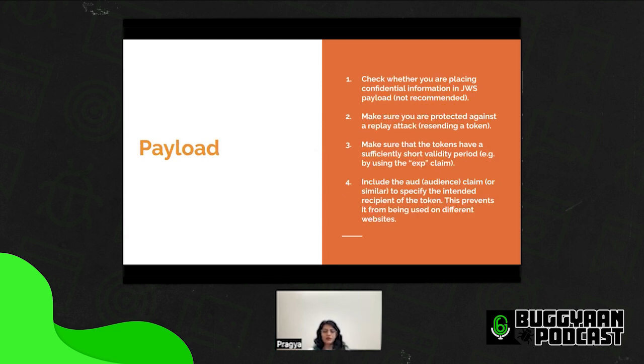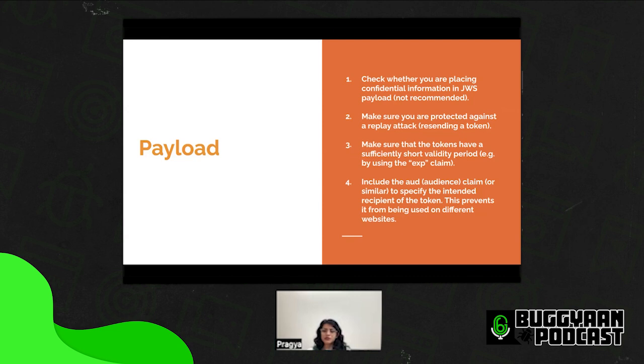The next part is the payload part. What good practices can you follow for the payload part? First, check whether you're placing confidential information in JWS. So JWS is typically a JWT, which is base 64 encoded. So make sure you're not putting any confidential information because it is human readable. It is easily readable by decoding it.